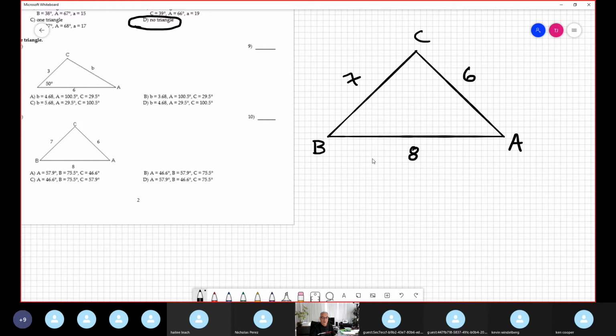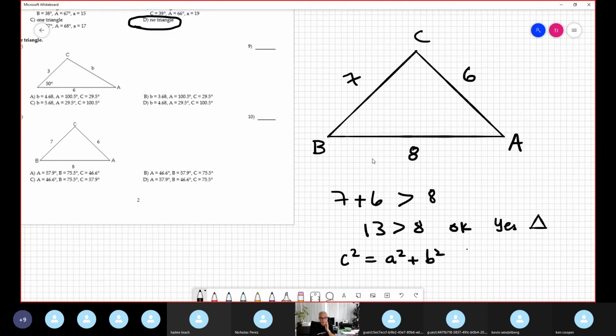Guys, one important thing is to prove that this triangle is possible or not. The sum of the two smaller sides, 7 plus 6, should be greater than 8. It says 13 is correct. This is the triangle inequality, which can help me prove that this triangle is possible. Yes, the triangle exists. If you want to prove that it's right, acute or obtuse, you apply Pythagoras. Pythagoras is C squared equal to A squared plus B squared. So it's a right triangle.